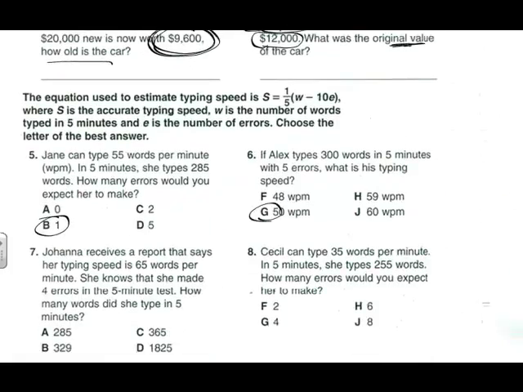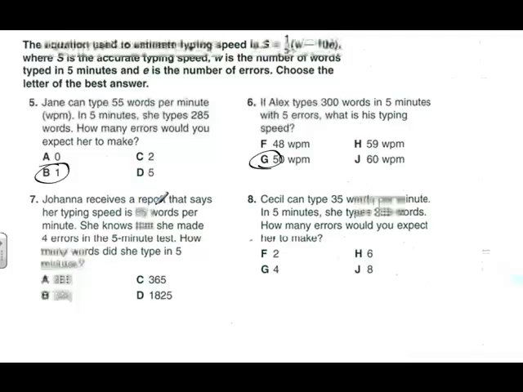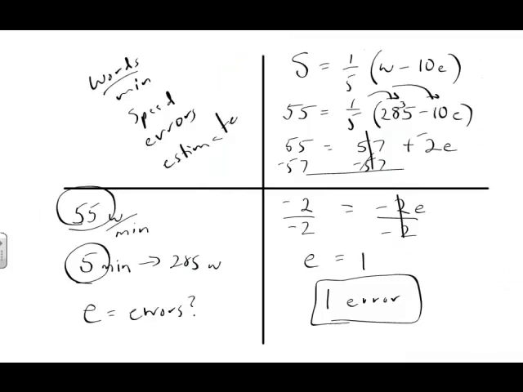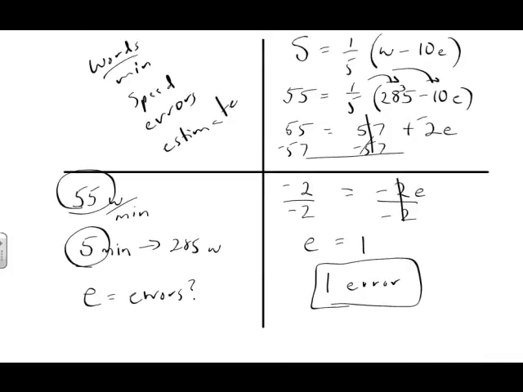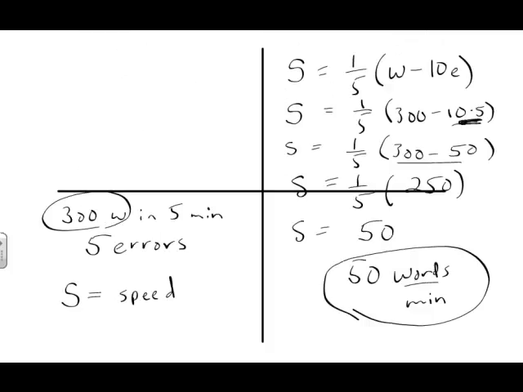Okay, 13. Joanna received a report that says her typing speed is 65 words per minute. She knows that she made 4 errors in the 5-minute test. How many words did she type? Okay, so on this one, again, we'll make our 4 square. We don't need to do the vocabulary because it's the same. What information do we know?